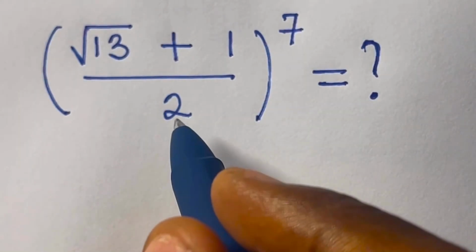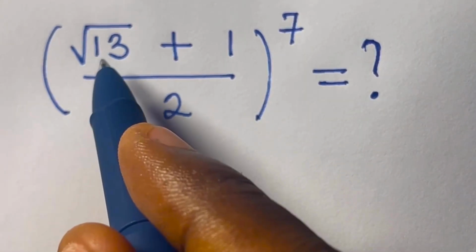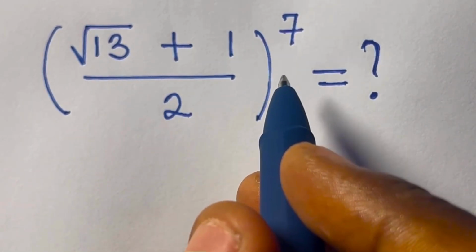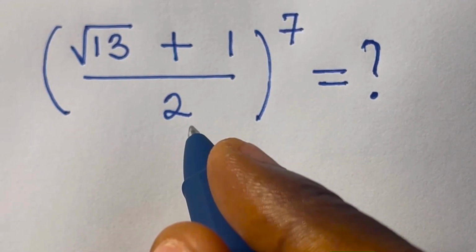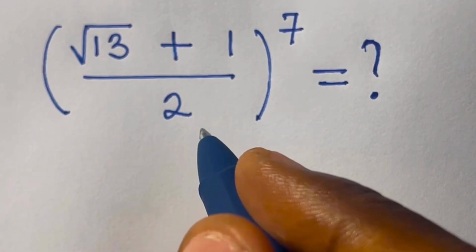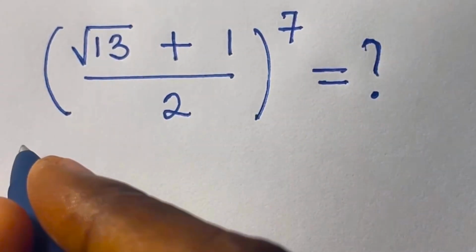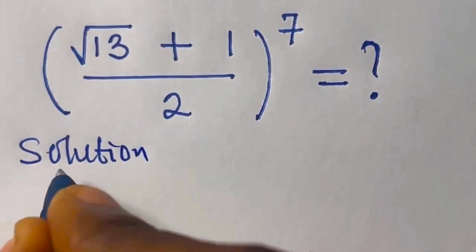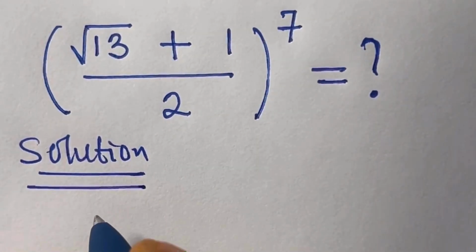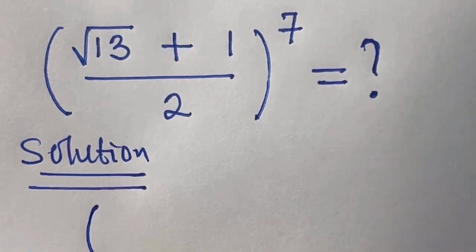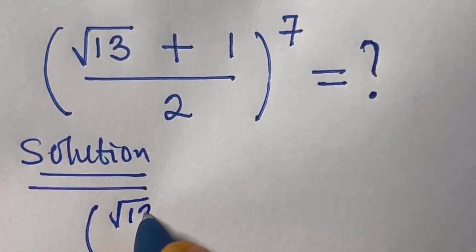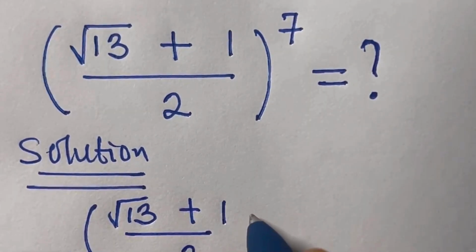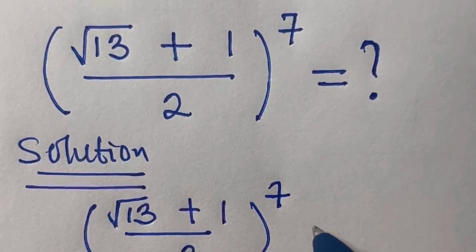Hi guys, we want to simplify (√13 + 1)/2 raised to the power 7. Guys, this is a very interesting USA question. Let's solve it together. Let's say solution. We have (√13 + 1)/2 raised to the power 7, right?